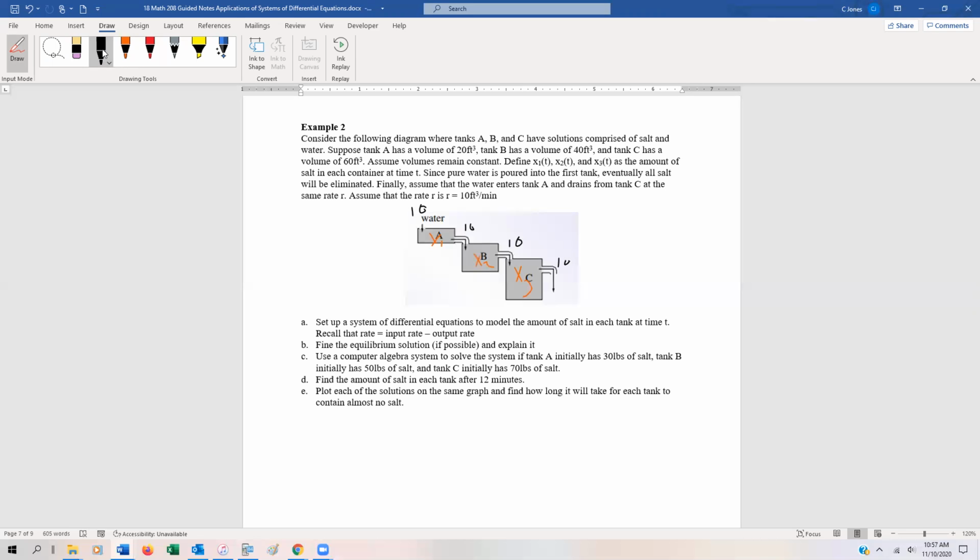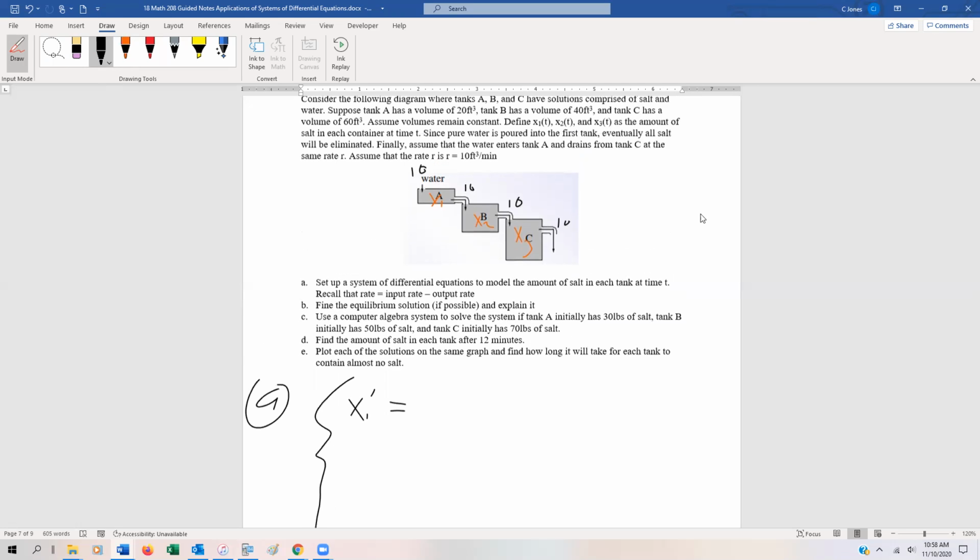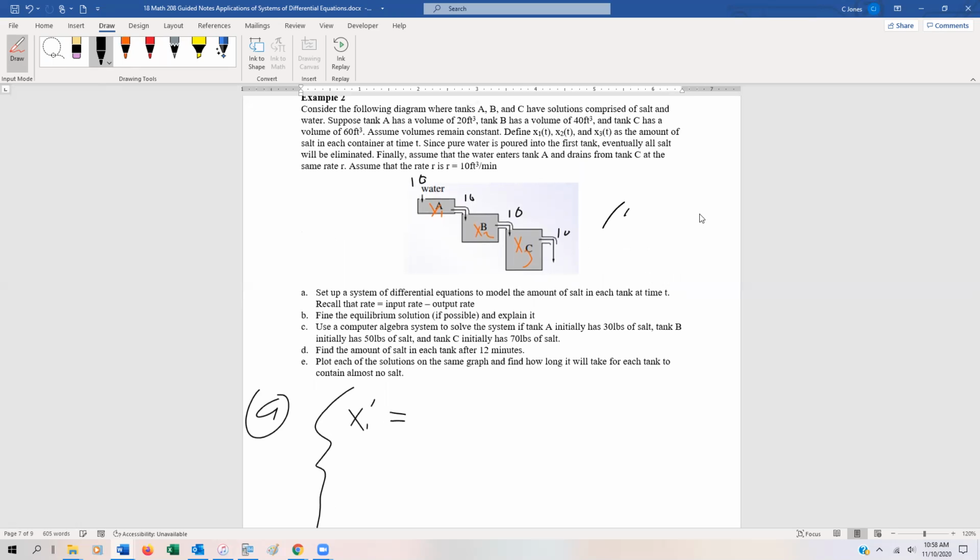All right. So let's go ahead and set up a system of differential equations, remembering that input rate minus output rate is equal to the overall rate for this. All right, we're not given any initial conditions yet. So for part A, we have three tanks. All right, so I'm just going to call this x1 prime. Probably not the best notation I could use. Now, the rate of salt in, because we're really looking for the rate of salt.